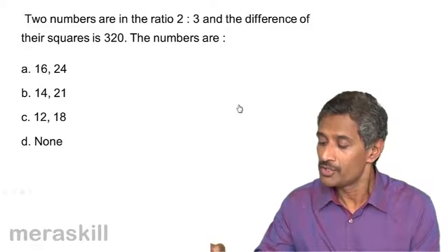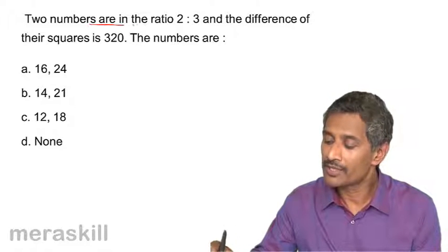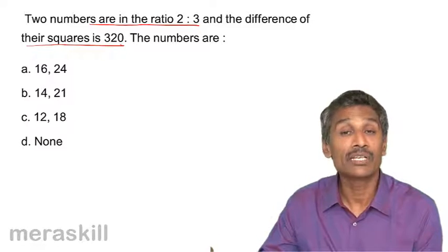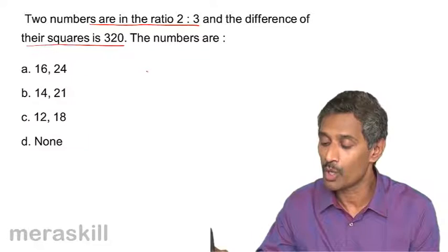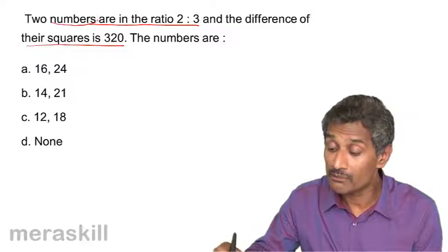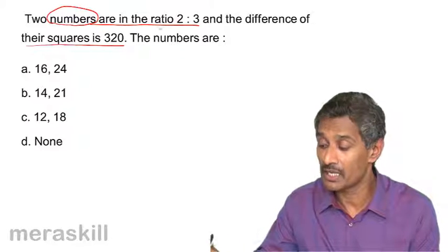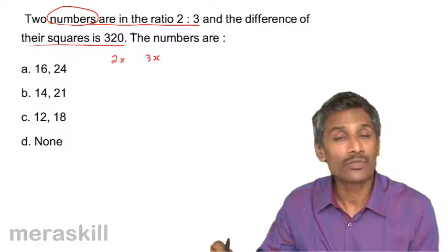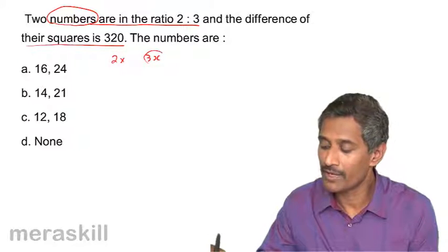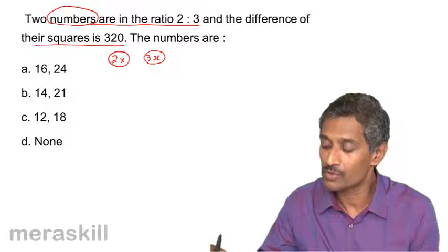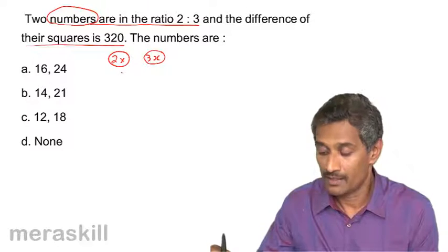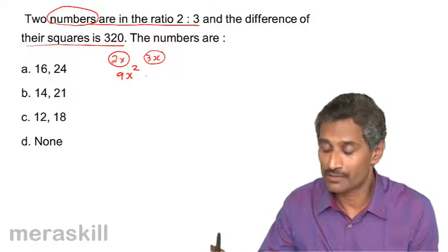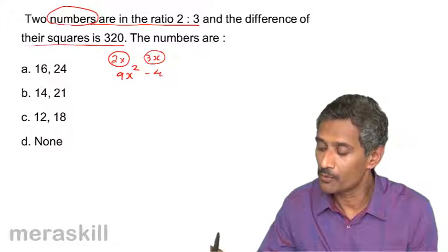Two numbers are in the ratio 2:3 and the difference of their squares is 320. The numbers are what? Now here it's told about the numbers, not the terms. So you take the numbers as 2x and 3x and the difference of their squares. So obviously the square of this minus the square of this. So square of 3x is 9x square minus 2x, the whole square, that is going to be 4x square.